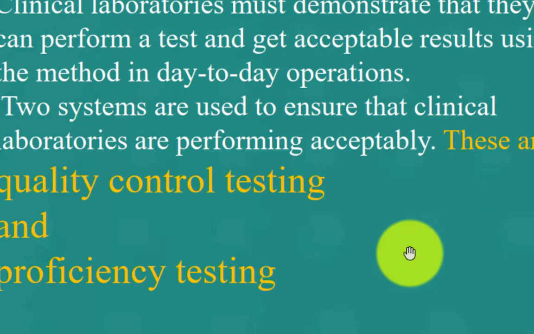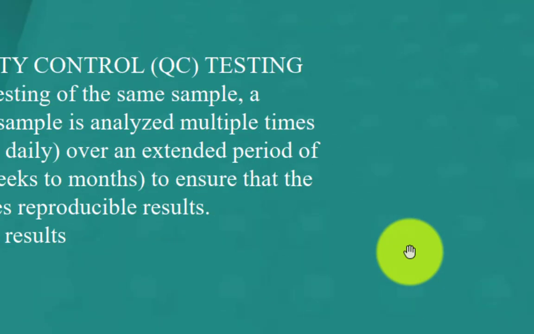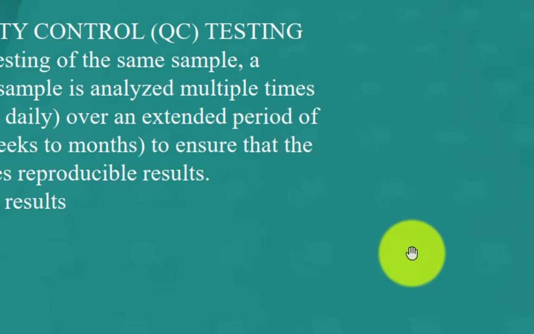These are quality control testing and proficiency testing. Quality control testing. In quality control testing of the same sample, a control sample is analyzed multiple times, usually daily, over an extended period of time, weeks to months, to ensure that the test gives reproducible results.